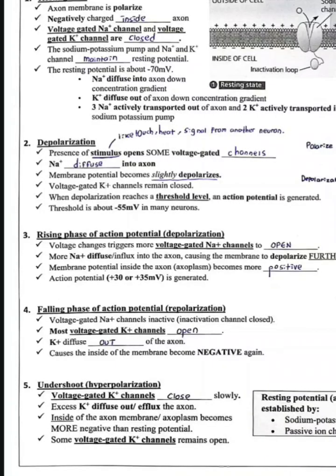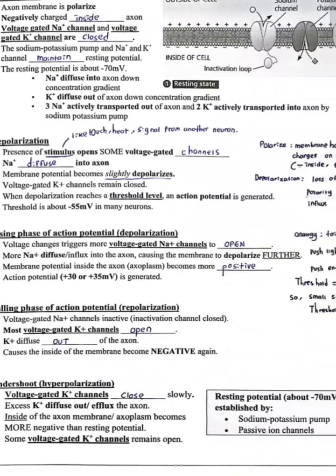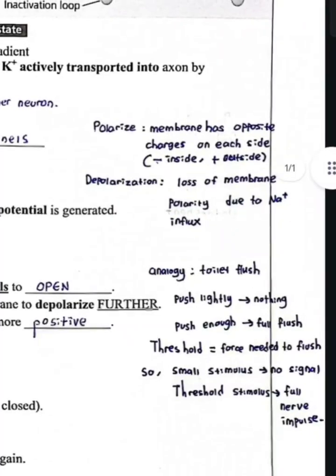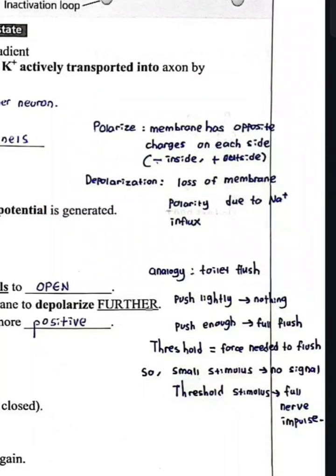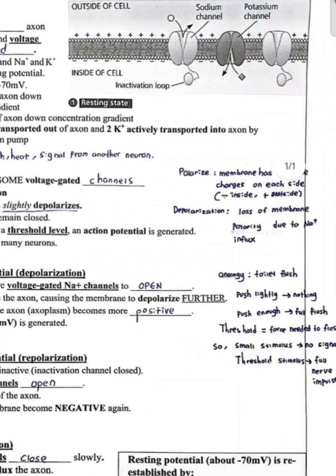But before we get into it, let's look at the meaning of polarized and depolarization. Basically, polarized means the membrane has opposite charge on each side, negative on the inside and positive on the outside. Meanwhile, depolarization means loss of membrane polarity due to an Na+ influx.